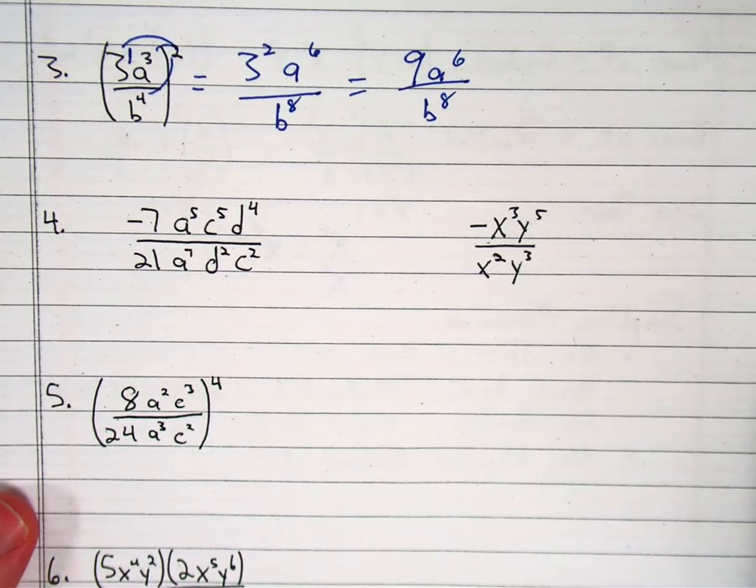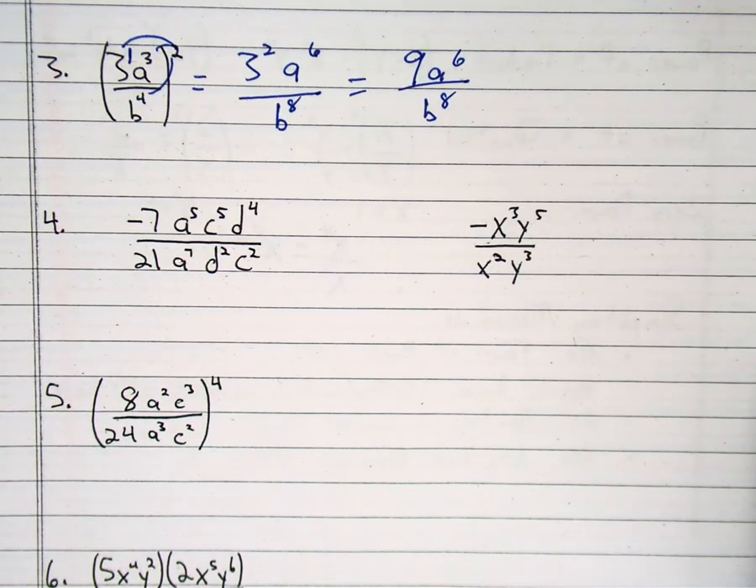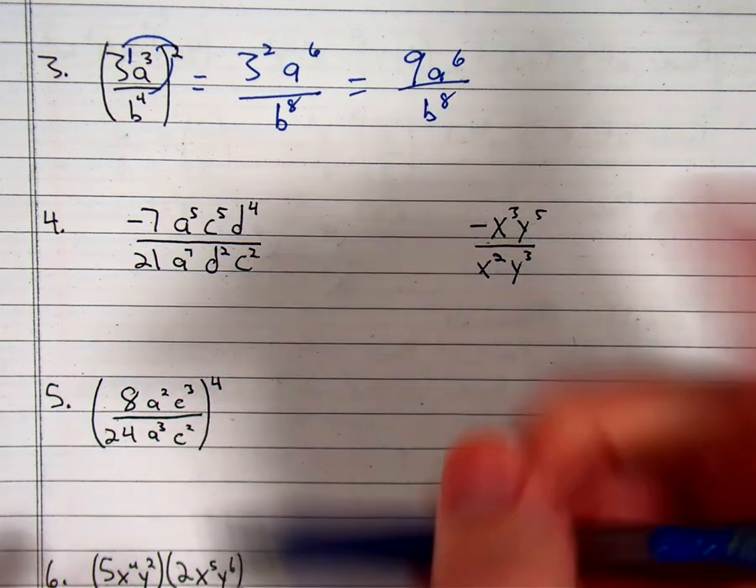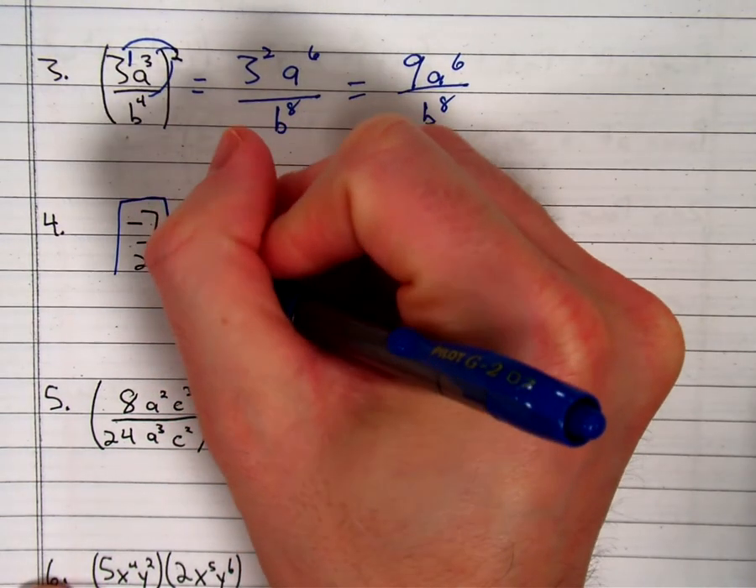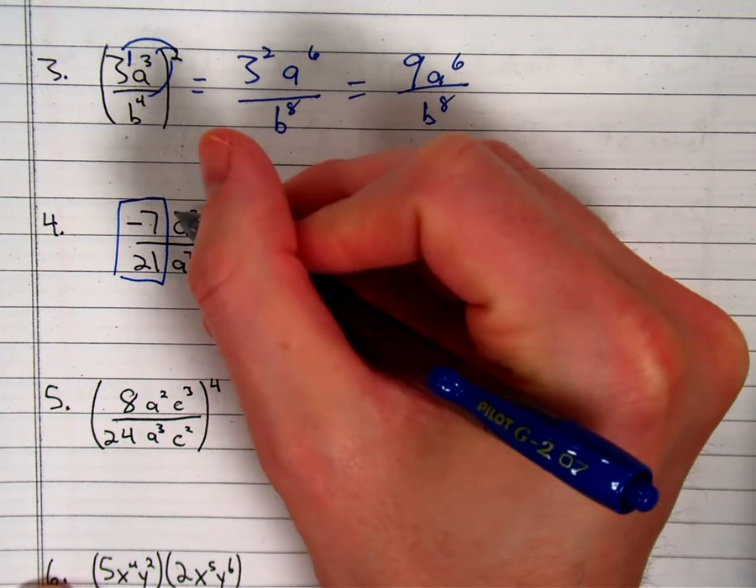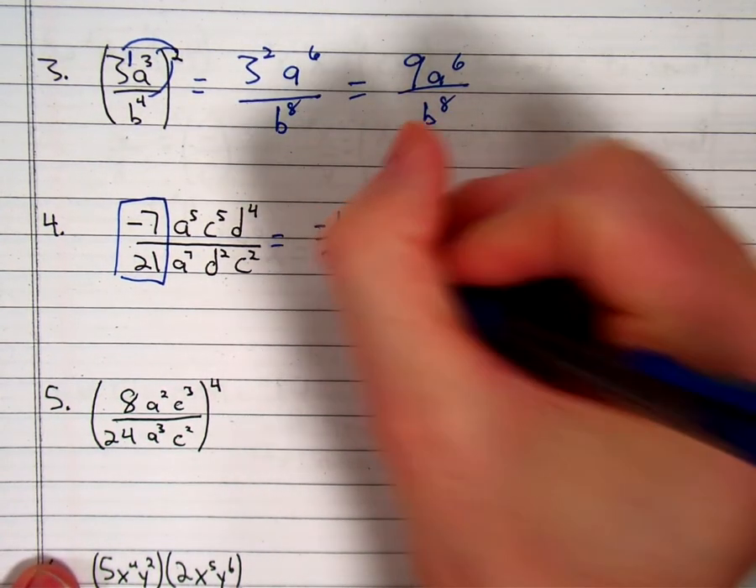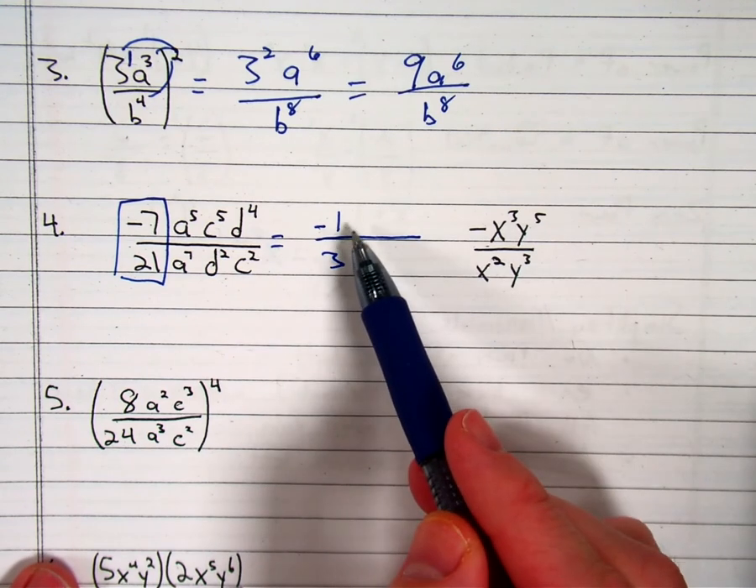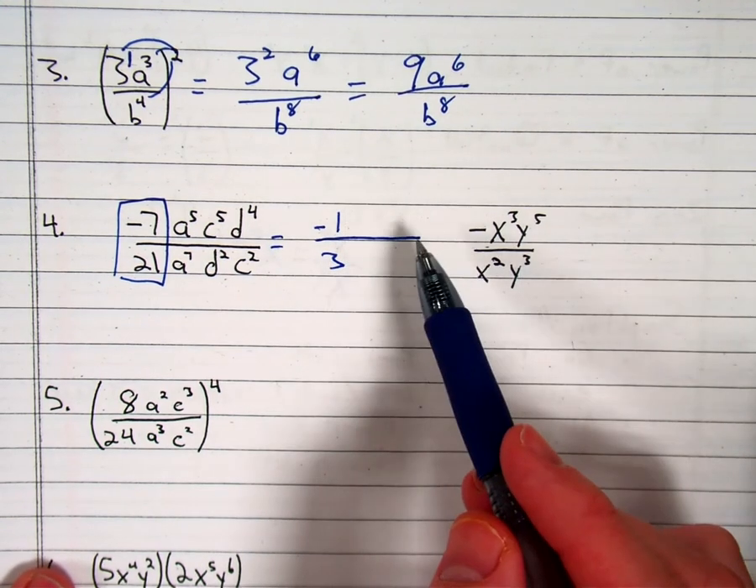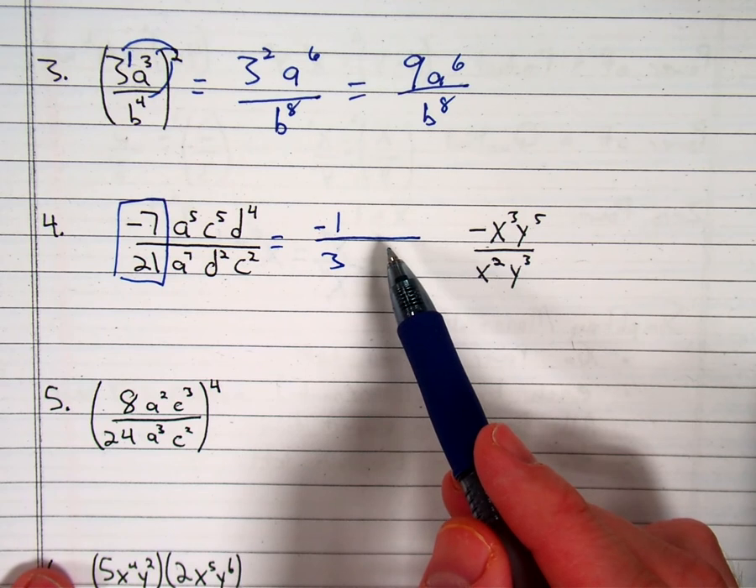Ooh, we got a big division problem next. -7, a to the 5th, c to the 5th, d to the 4th, over 21, a to the 7th, d squared, c squared. Okay? So with my numbers, I can reduce that. -7 over 21 is going to reduce to -1/3. And again, if it's the 1, you really don't need to write it down, but for our purposes here, just showing the work here, we're going to show it.